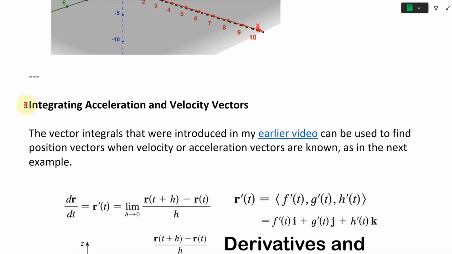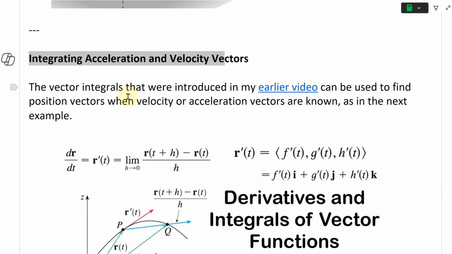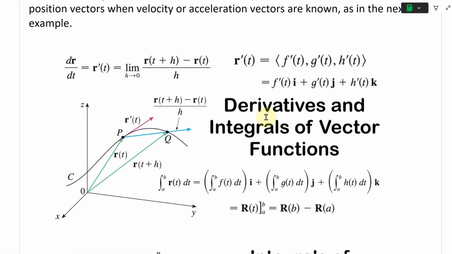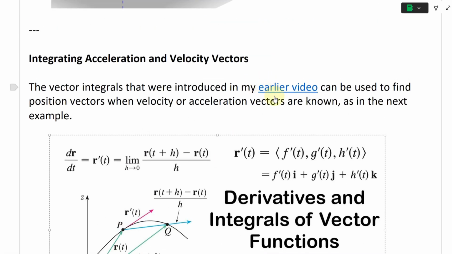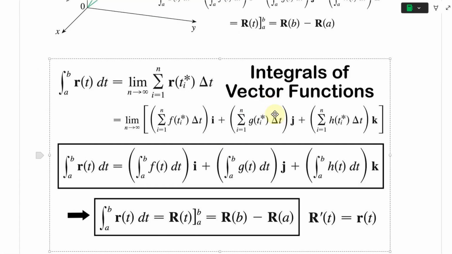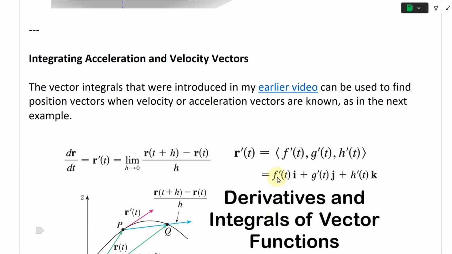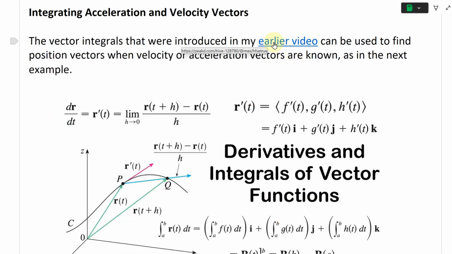Now look at integrating acceleration and velocity vectors, and we'll illustrate this with an example. So the vector integrals that were introduced in my earlier video, here's a link to that, can be used to find position vectors when velocity or acceleration vectors are known, as in the next example. And again, here's the recap. This is a thumbnail of that video, and then there is a thumbnail of the section in this video. And all these will be in the link over here.